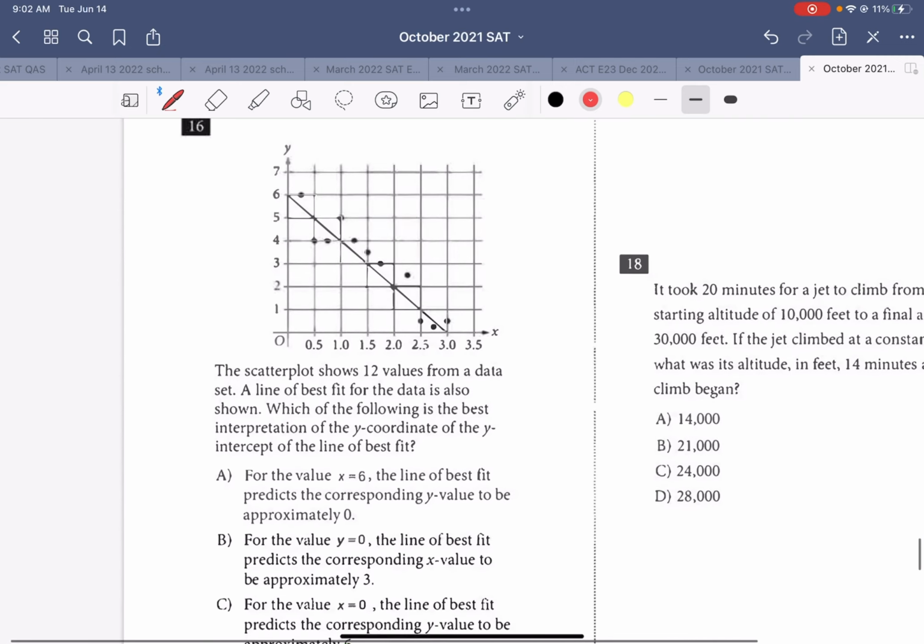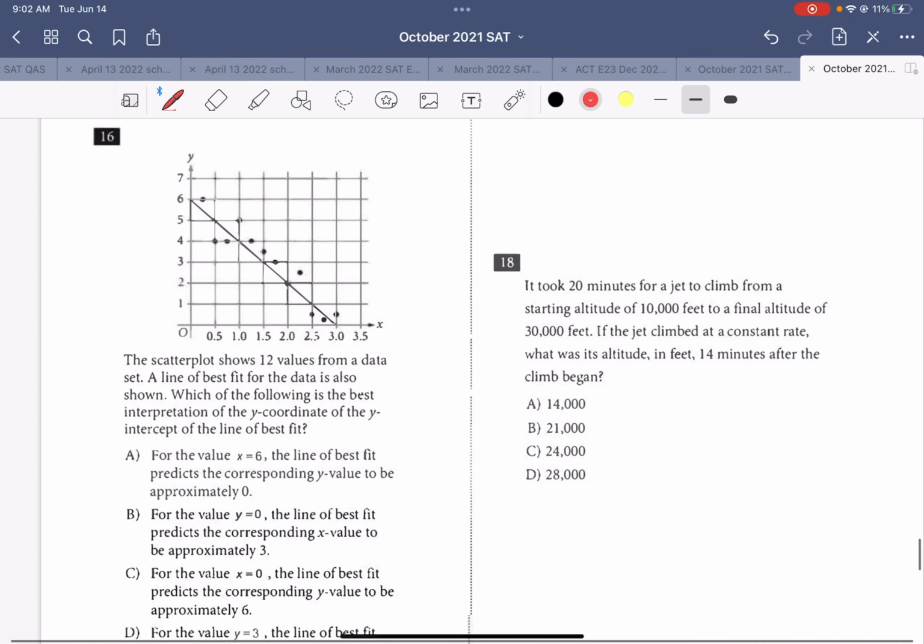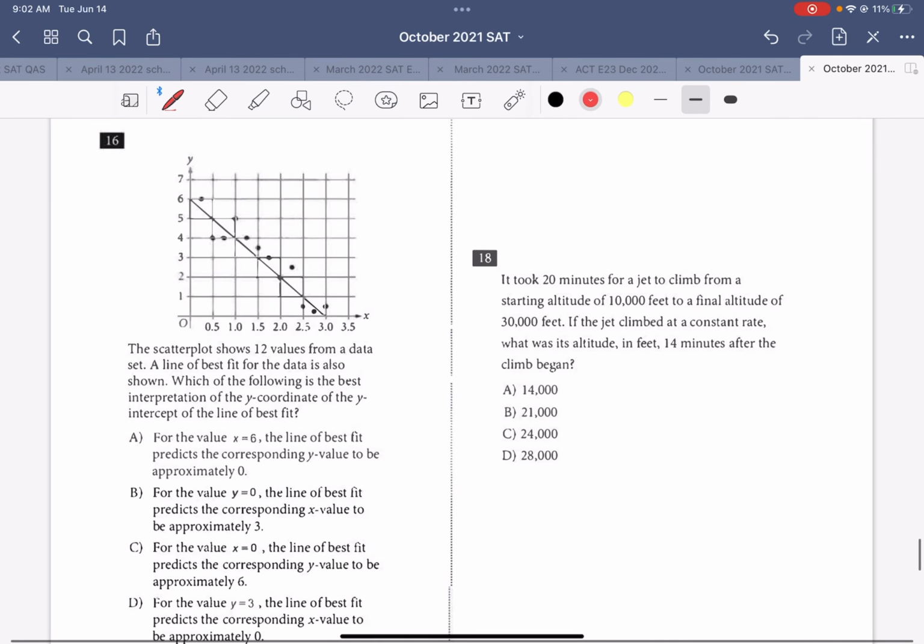Number 16. The scatter plot shows 12 values. When you count those dots, it's 12. A line of best fit for the data is also shown. Which of the following is the best interpretation of the y-coordinate of the y-intercept? So they ask you about this one right here, which is 6. That's the y-intercept. What does it mean?